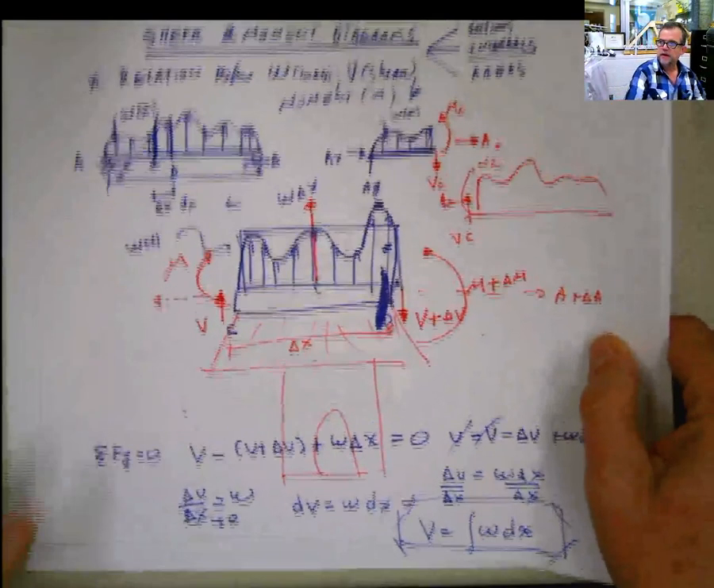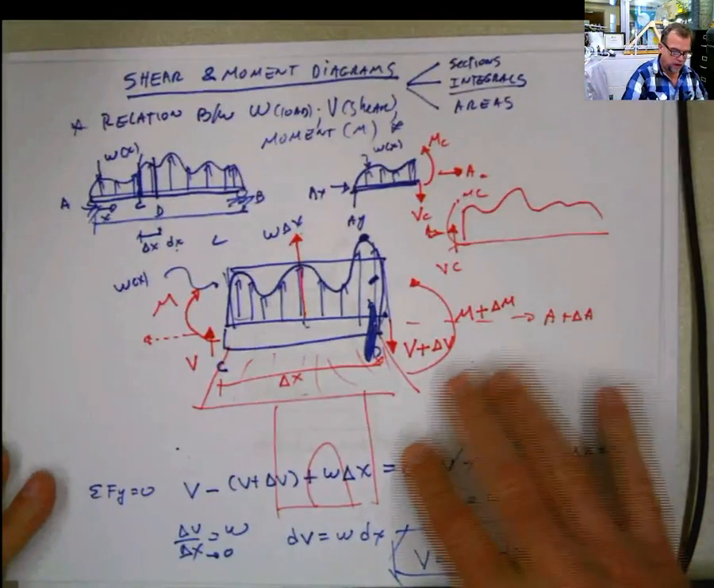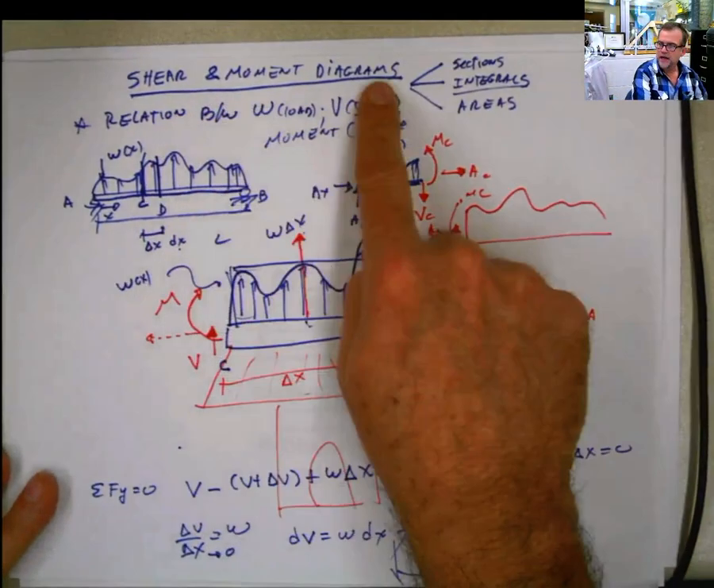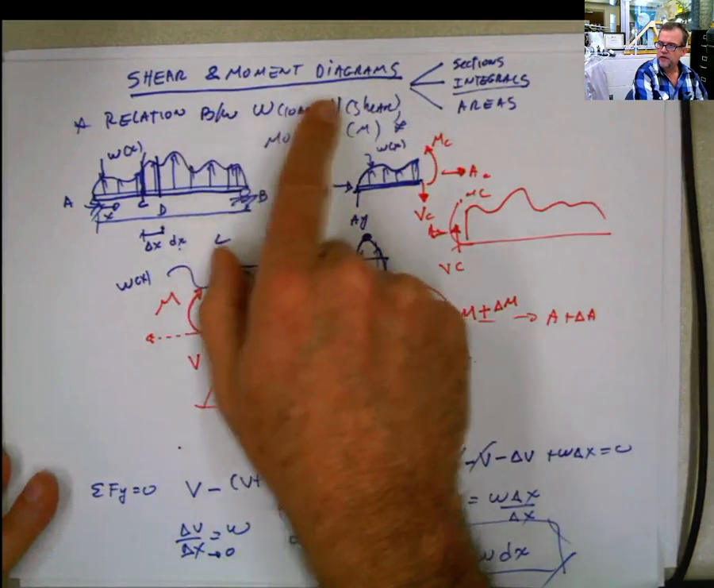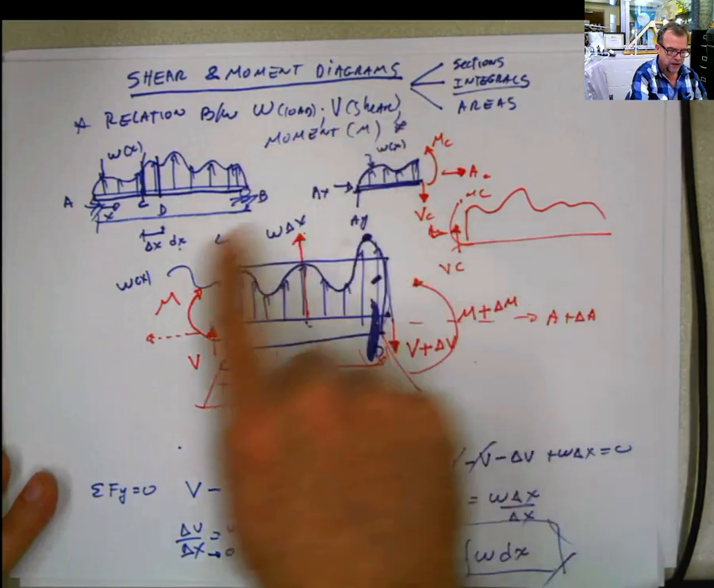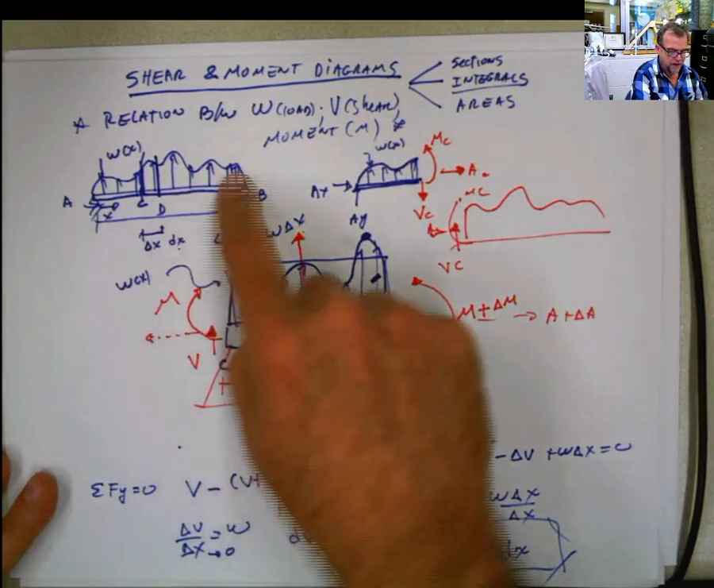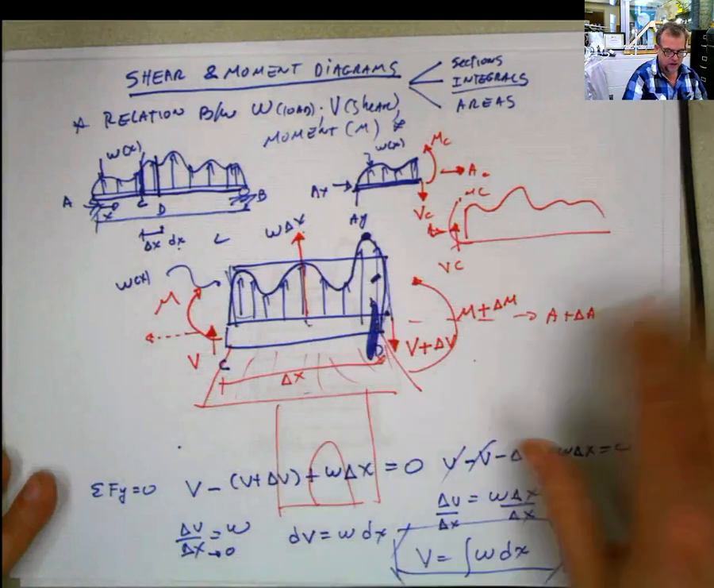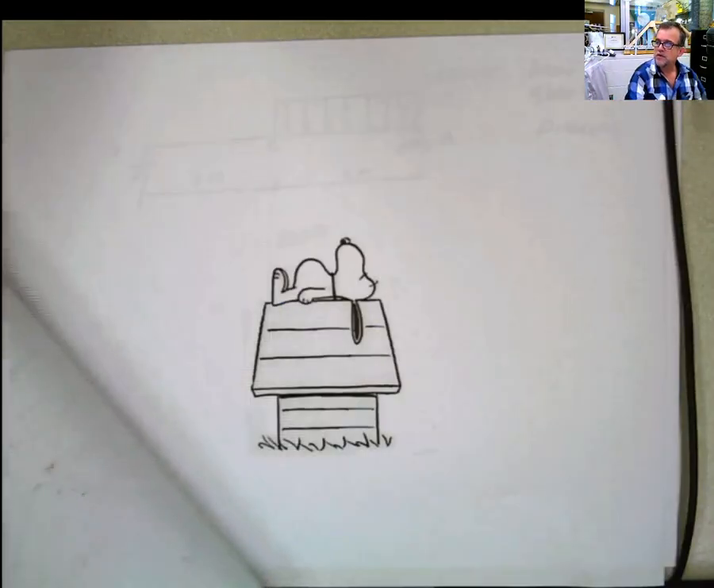I'm gonna continue this topic that we were working on last lecture. Basically what we did was we came here and said, let's work this problem out. What are the shear moment diagrams? Before doing shear moment diagrams, we're gonna find the relation between load, shear, and moment. Then we took a part of the beam in any dimension, which happened to be the Snoopy load.